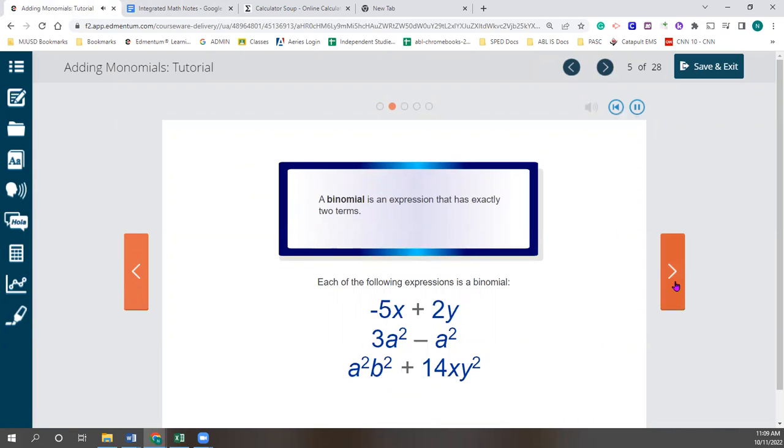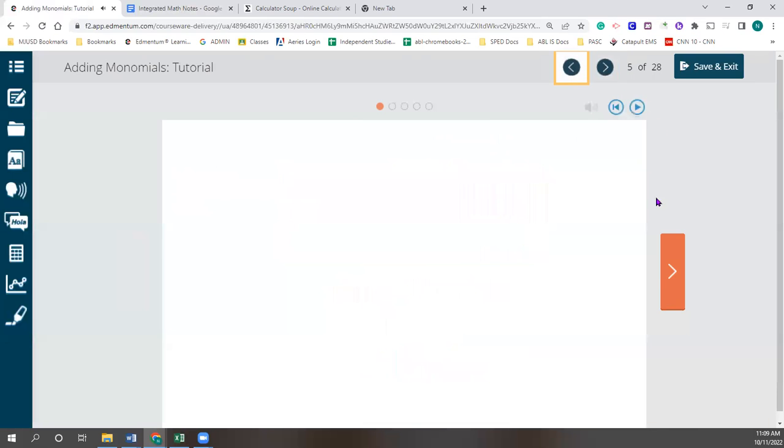A binomial is an expression that has exactly two terms. Each of the following expressions is a binomial. Term one, term two. Notice they are not the same. Term one, term two, they are the same, and there's two of them, two terms. One term added, then that makes two.